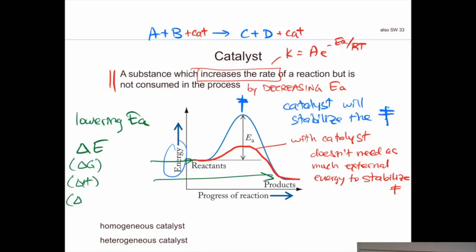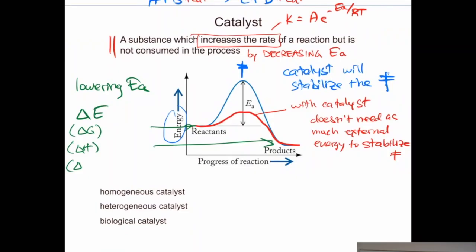Now there's a couple other terms here for you. Homogeneous, heterogeneous, and biological catalysts. Those are pretty simple. That just talks about the phase. Homogeneous just means that the catalyst is in the same phase, whether it's solid, liquid, or gas, as the reactants. And if it's heterogeneous, that just means it's in a different phase.